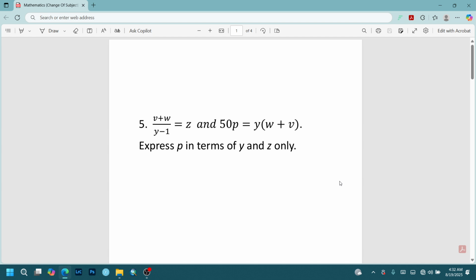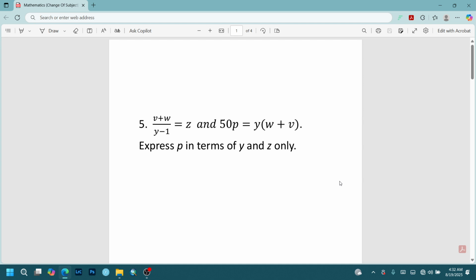In today's series, we would be solving a practical change of subject problem in mathematics, right? So let's quickly solve our question for the day.